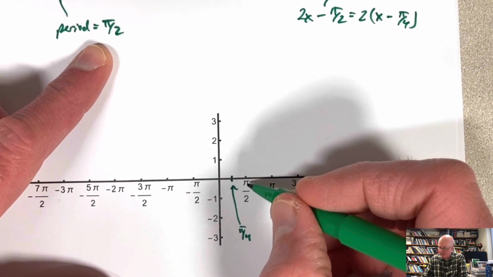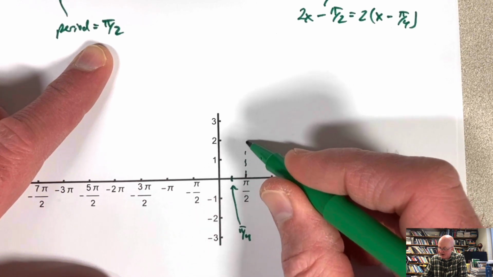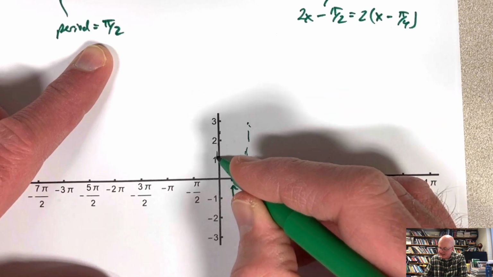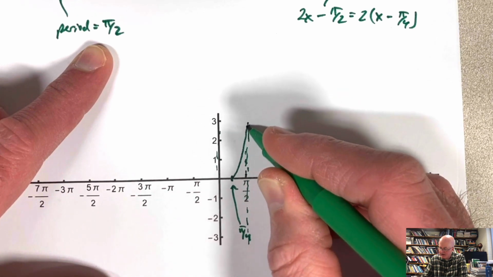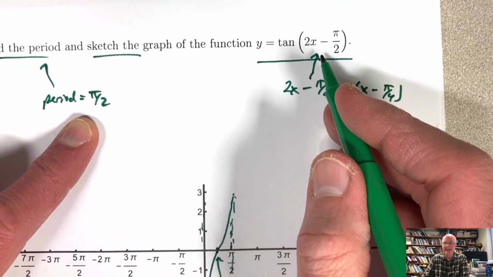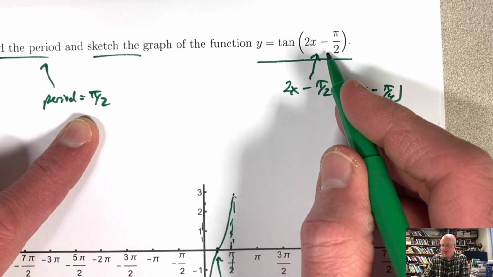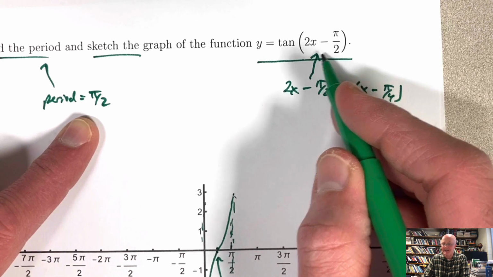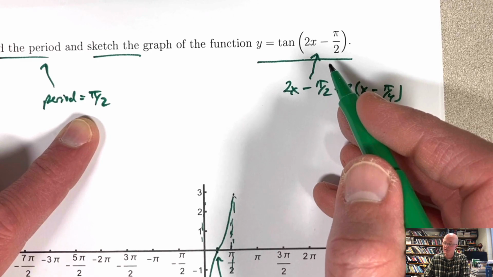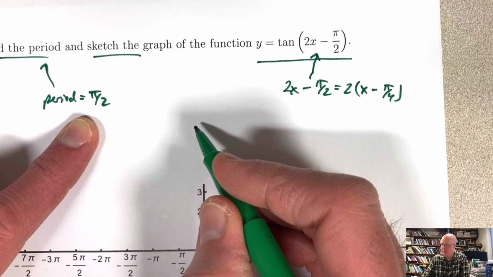Half a period then would be pi over 4, which would mean there's a vertical asymptote here at pi over 2, and a vertical asymptote at 0 as well. One period is going to look about like this. You can double check this. For example, can you imagine plugging in 0 here for x? You'd have 2 times 0 is 0, minus pi over 2 is negative pi over 2, but tangent of negative pi over 2 is undefined because cosine of negative pi over 2 is 0. On the unit circle, negative pi over 2 brings you to the low point where the cosine is 0.